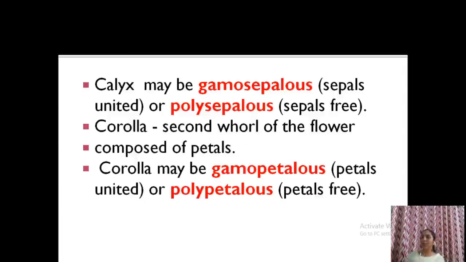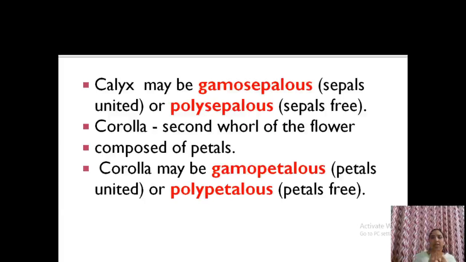Then asymmetric means you cannot get equal halves. It does not belong to actinomorphic or zygomorphic. Okay. Now the terms regarding calyx. Calyx is a non-essential whorl. It is the outermost whorl of a flower. You studied it, the green colored one.